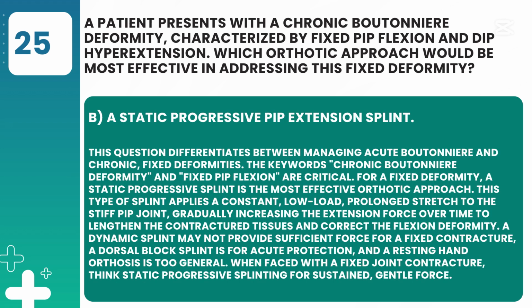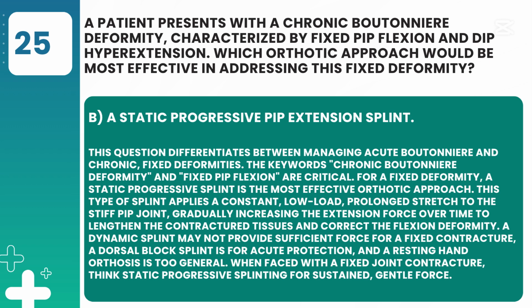Answer: B. A static progressive PIP extension splint. This question differentiates between managing acute boutonniere and chronic, fixed deformities. The keywords chronic boutonniere deformity and fixed PIP flexion are critical. For a fixed deformity, a static progressive splint is the most effective orthotic approach. This type of splint applies a constant, low-load, prolonged stretch to the stiff PIP joint, gradually increasing the extension force over time to lengthen the contractured tissues and correct the flexion deformity.